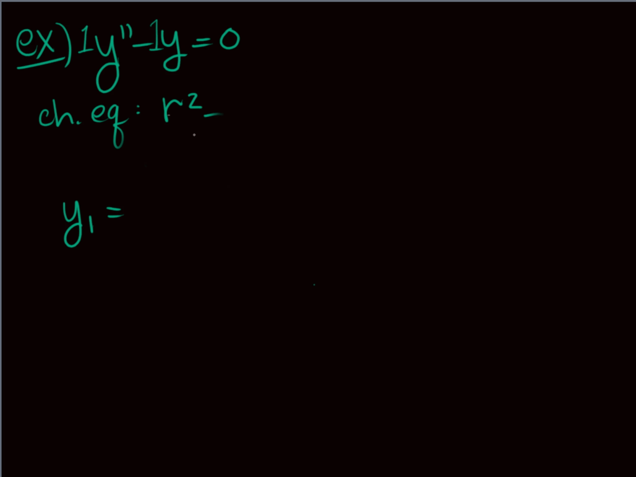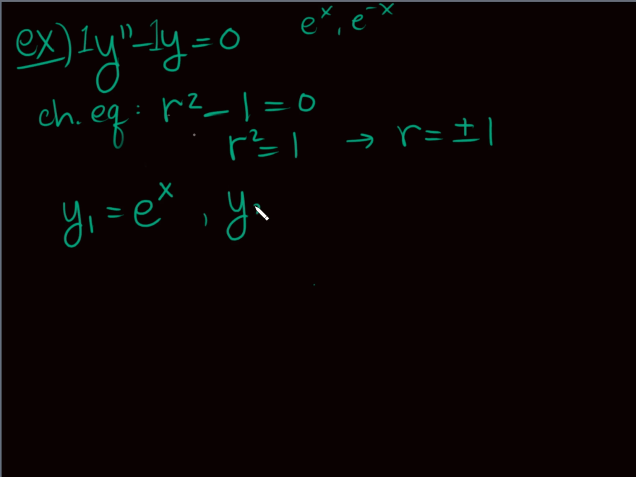How did I know I was wrong? Because we did this equation already. We know our solution should be e to the x and e to the negative x. I'm sorry. So this is r squared minus 1 equals 0, which means r squared equals 1. Remember, plus or minus. So what does r equal? Plus or minus 1. So y sub 1 would be e to the 1x. Y sub 2 would be e to the negative x, or negative 1x.